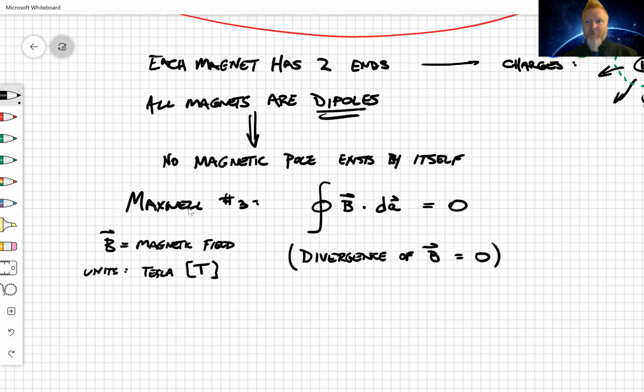Very often we will be speaking, as we did of capacitance, of micro Tesla, milli Tesla, maybe nano Tesla. I'm not sure about the nano Tesla, but it's going to typically be scaled down. So B doesn't diverge through a closed surface. There's as much going in as there is going out. And that is a fundamental law.